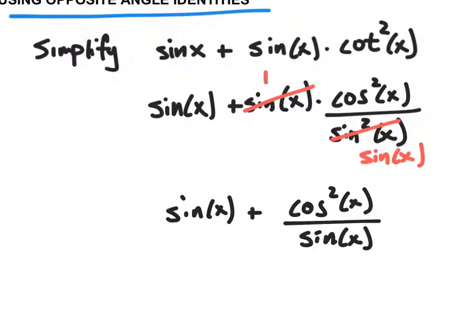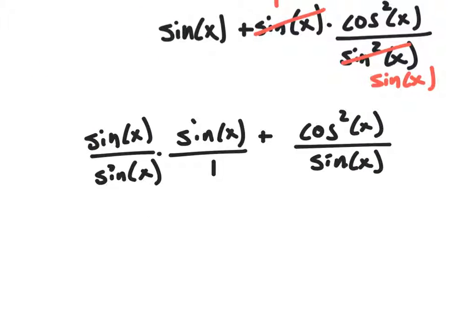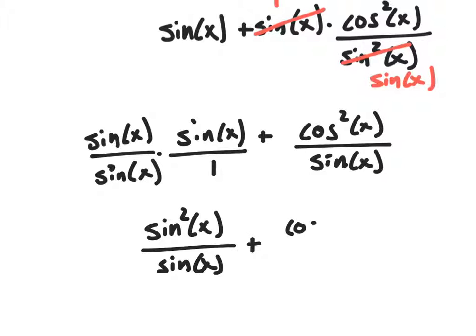Once I have that, I realize that I have one trig function added to another trig function, and my denominator on the left side is 1. The denominator on my right side is sine of x. Now what I'd want to do is write this as one fraction. So I could multiply the top and bottom by sine of x over sine of x. Now in the top part, sine x times sine x gives me sine squared x over sine of x, plus cosine squared x over sine of x.